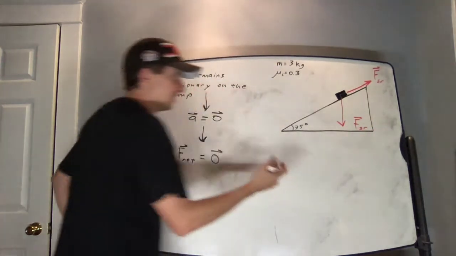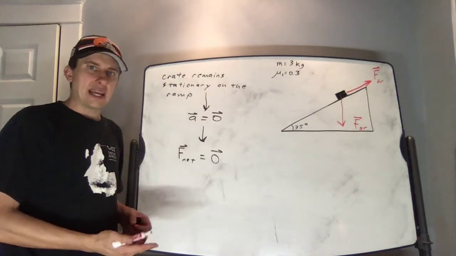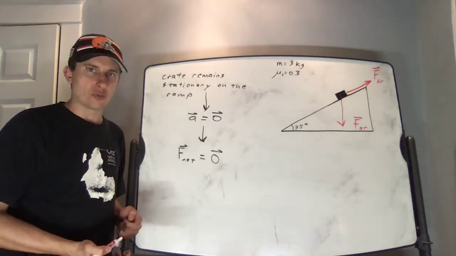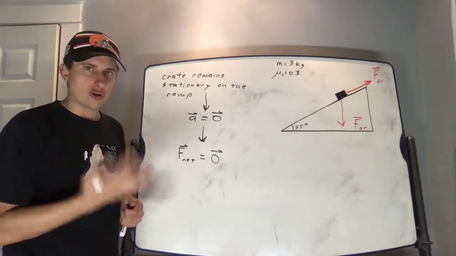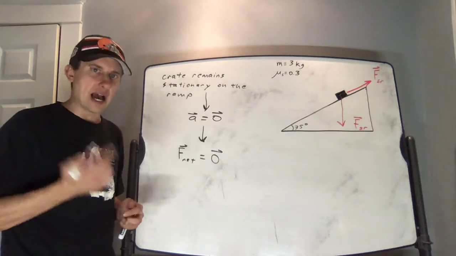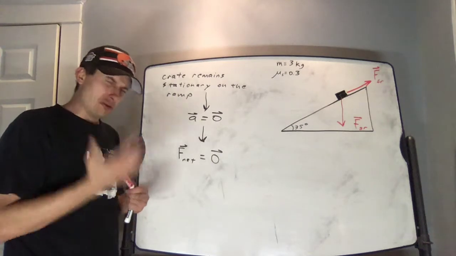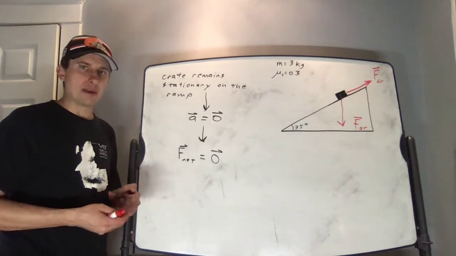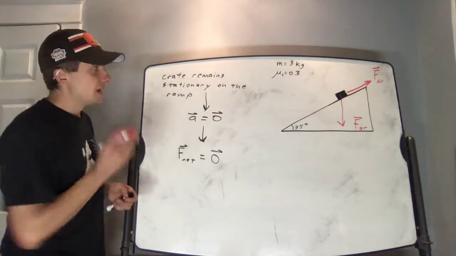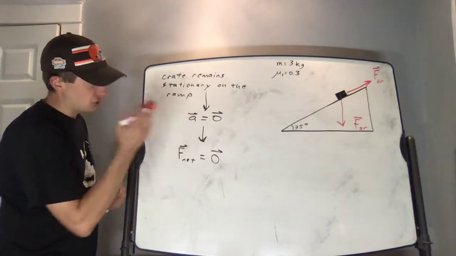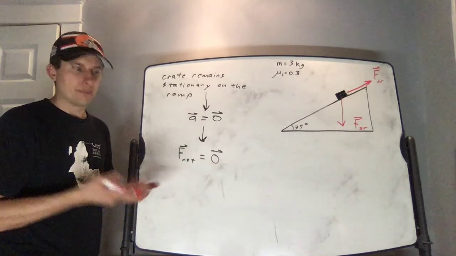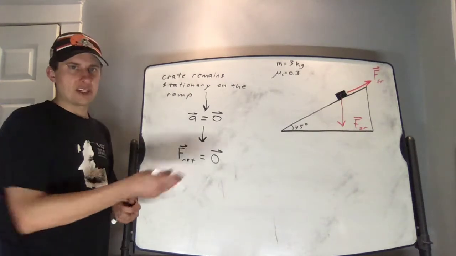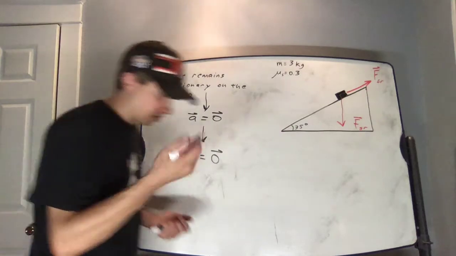The crate is on a surface, and that crate is not falling through the surface. The crate is not falling into the ramp. That means there is a normal force. The ramp is pushing on the crate. The rule that tells us the direction of the normal force is that the normal force will be perpendicular to the surface. Because I have a surface that is at an angle, basically because I have a ramp, the normal force will be perpendicular to this angled surface. I could draw this in.